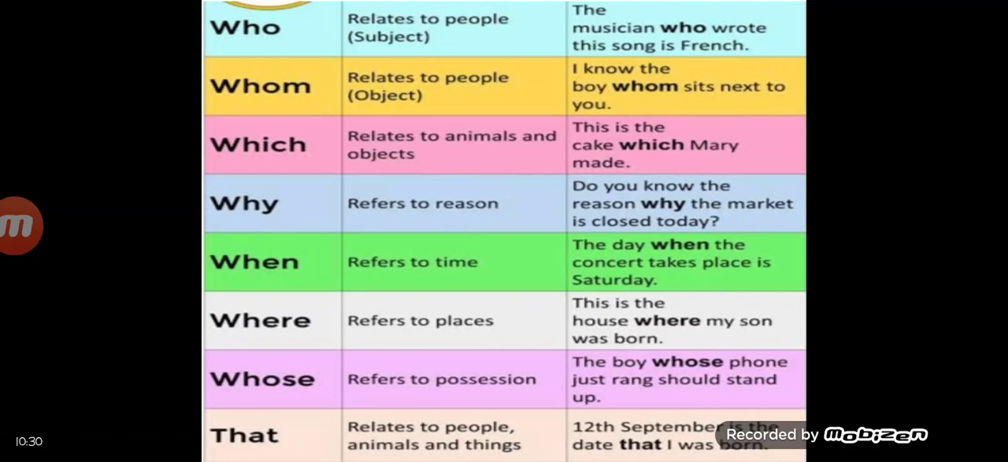"Why" refers to reason. Do you know the reason why the market is closed today? "When" refers to time. The day when the concert takes place is Saturday. "Where" refers to places. This is the house where my son was born. "Whose" refers to possession. The boy whose phone just rang should stand up. And the last example of this type is "that," which relates to people, animals and things. 12 September is the day that I was born.